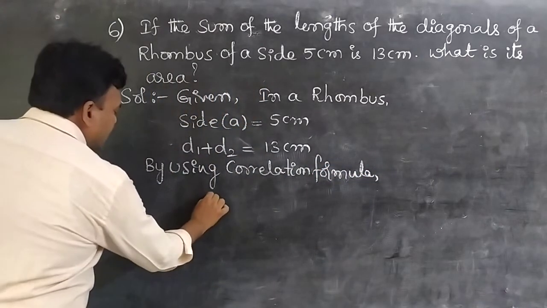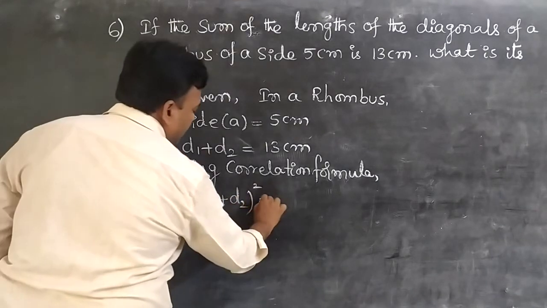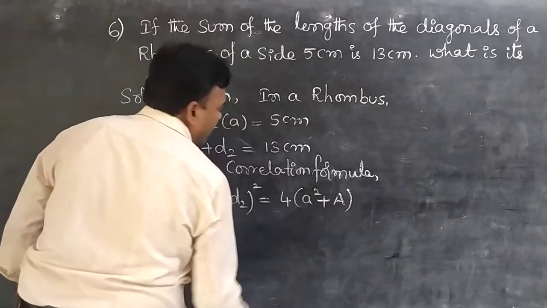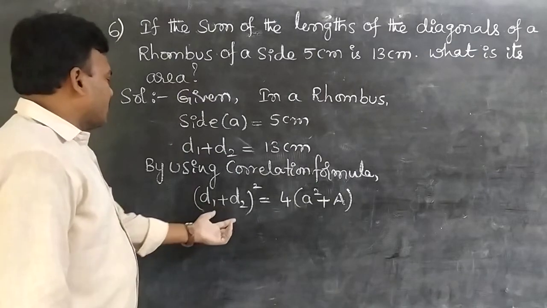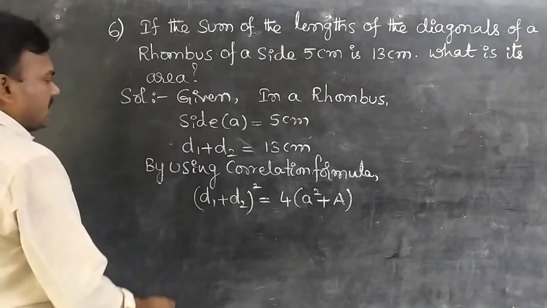Using the formula, (d1 + d2) whole square equals 4 times (a square plus a). Here observe, students, d1 plus d2 whole square. How much is the d1 plus d2 value? 13. So 13 square, 13 meters.